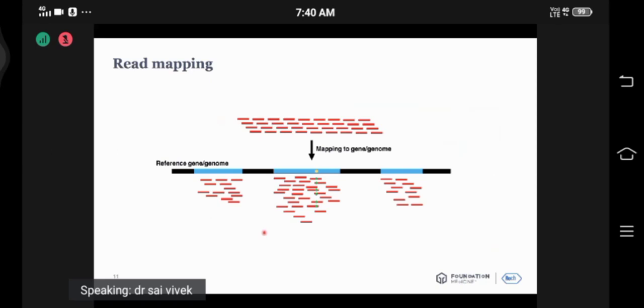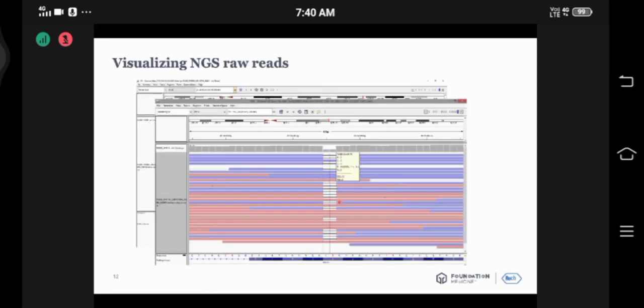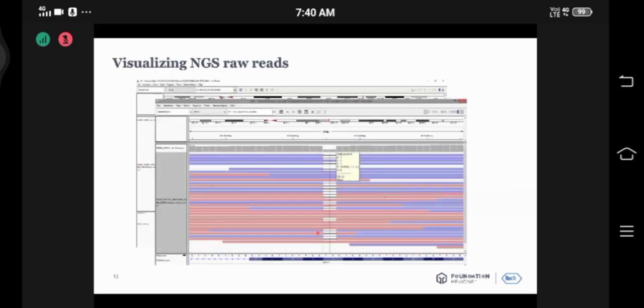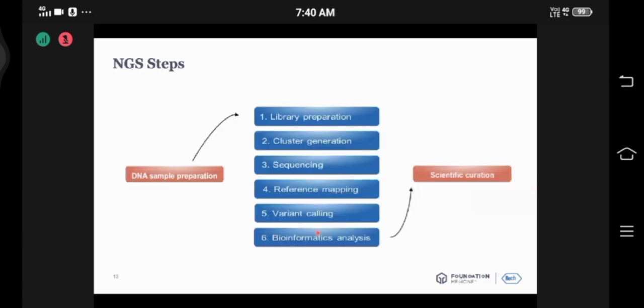So again, this is the mapping of the gene to the genome, and this is how an NGS works. Before the variant calling happens, this is how the raw data is available in many labs, and this is compared to the standard available normal genome, and variants are called out.